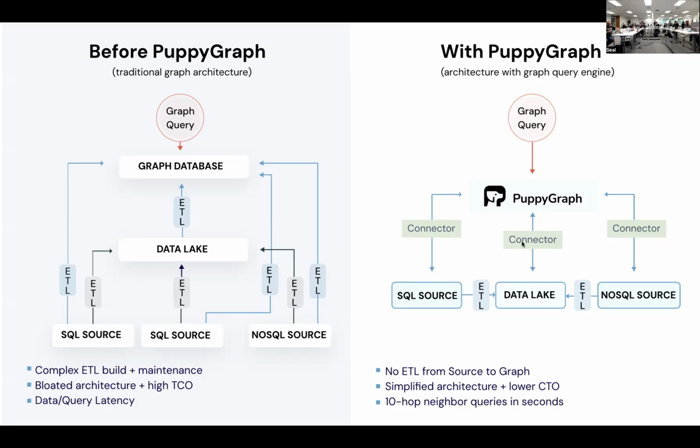But with PuppyGraph, the architecture will be pretty simple. Everyone has a SQL database and then does the ETL and the CDC to the data lake like Iceberg. And then you can just connect PuppyGraph to the data lake and run exactly the same graph query language. So it's kind of a drop-in replacement, but removes all the ETL pipeline.